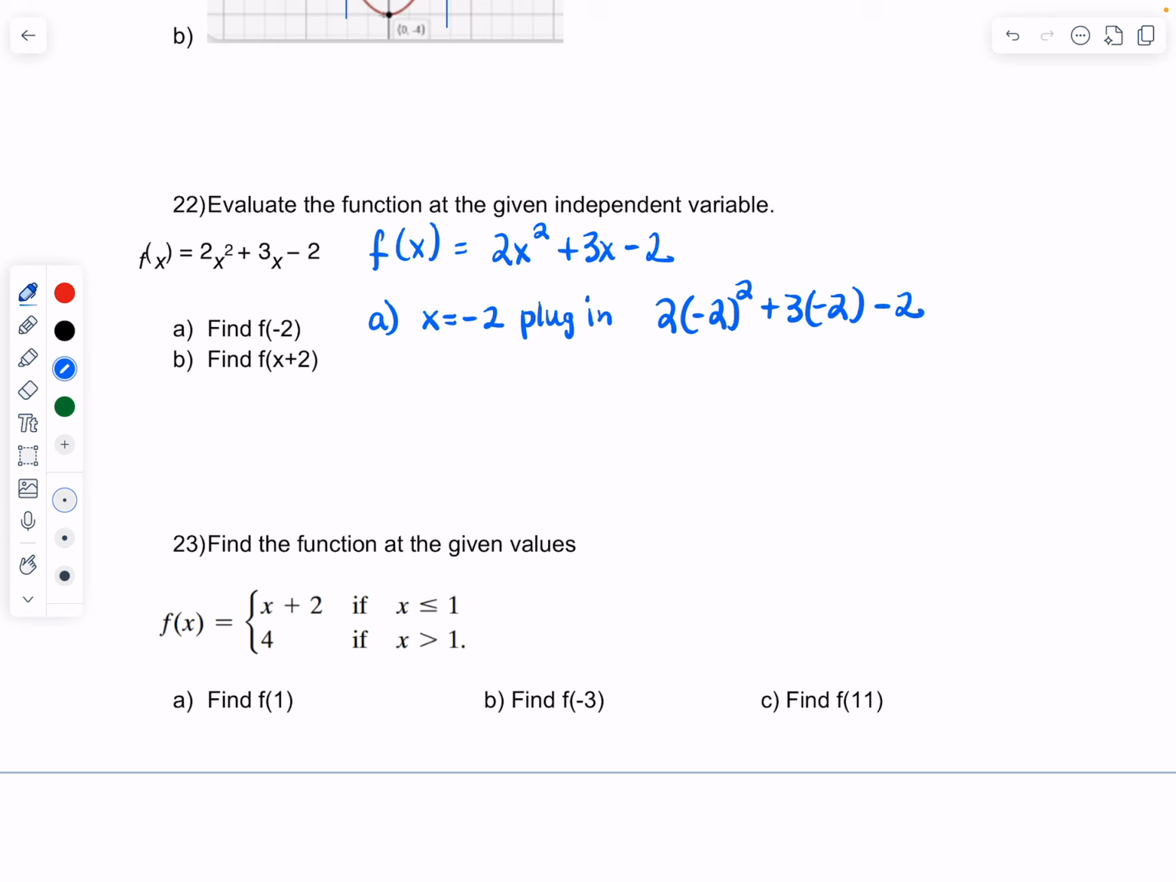-2 squared is 4. 4 times 2 is 8. 3 times -2 is -6, minus 2. So 8 minus 8 equals 0. So what does that mean? That means the function at -2 equals 0. So my coordinate point would be x is -2 and my output is 0, which is my y value. So that would be the point -2, 0.